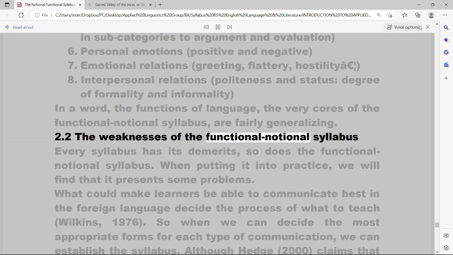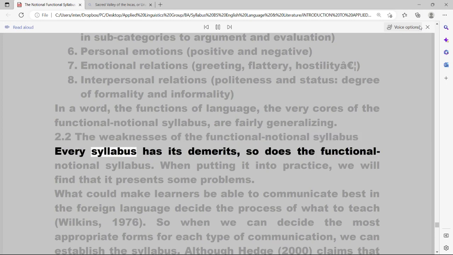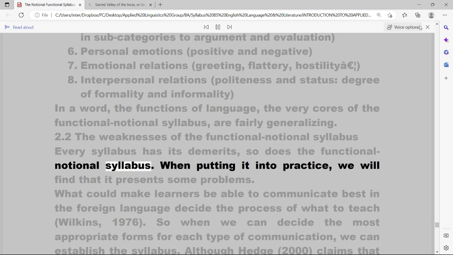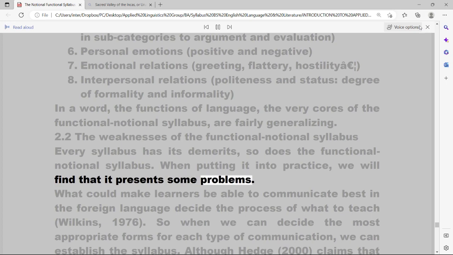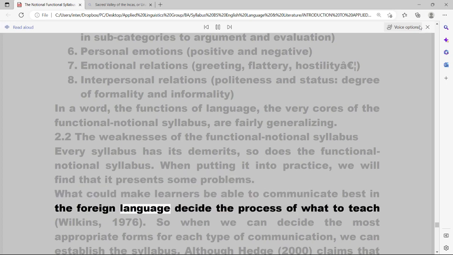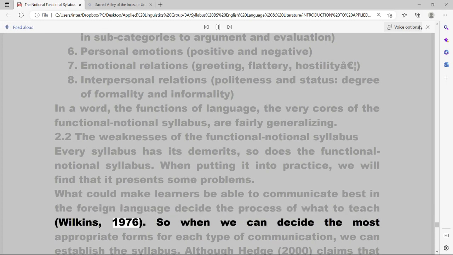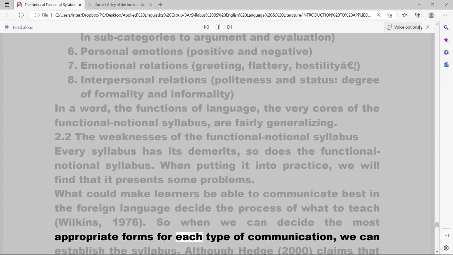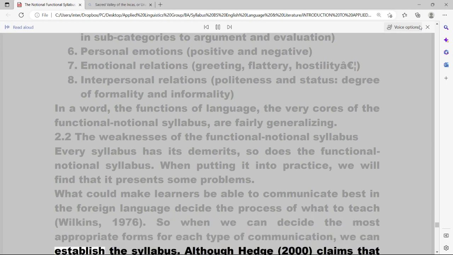2.2 The weaknesses of the functional notional syllabus. Every syllabus has its demerits, so does the functional notional syllabus. When putting it into practice, we will find that it presents some problems. What could make learners able to communicate best in the foreign language? Decide the process of what to teach (Wilkins, 1976). So when we can decide the most appropriate forms for each type of communication, we can establish the syllabus.